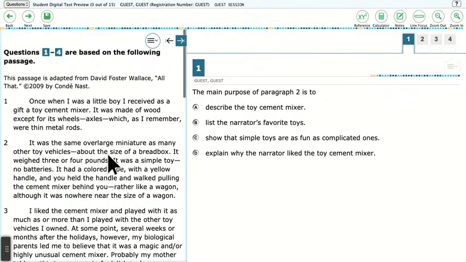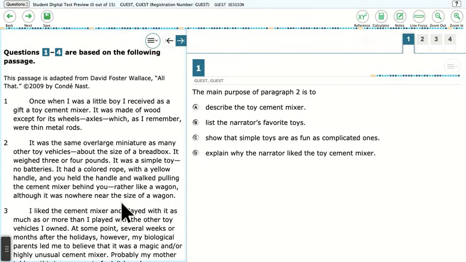Okay, so there's our passage. Now our question is, the main purpose of paragraph 2 is to describe the toy cement mixer, list the narrator's favorite toys, show that simple toys are as fun as complicated ones, or explain why the narrator liked the toy cement mixer. So it's asking about paragraph 2. I'm going to look over in my reading and find the number 2. This is the paragraph that it's asking about.